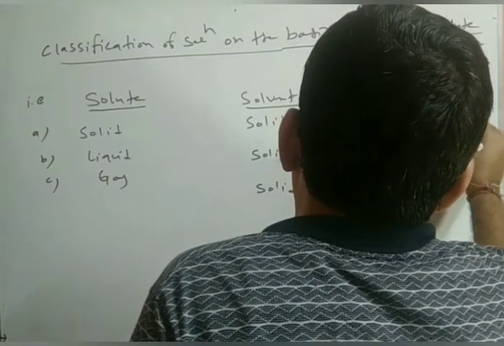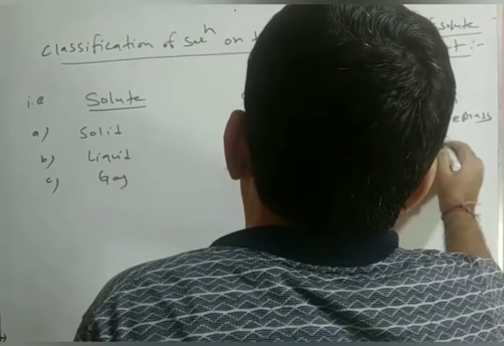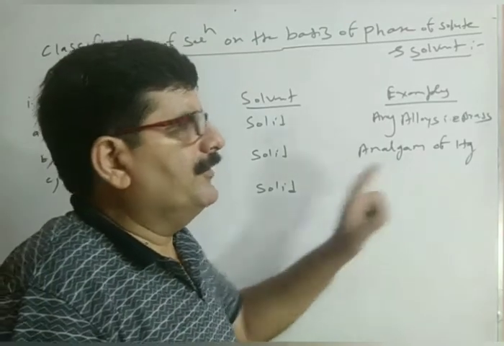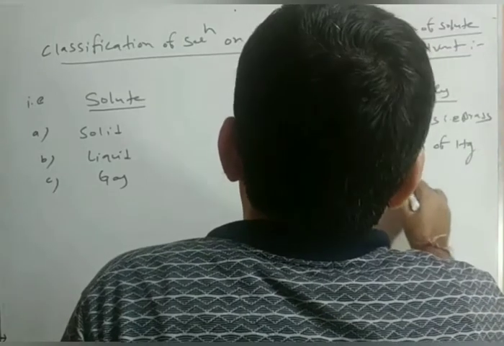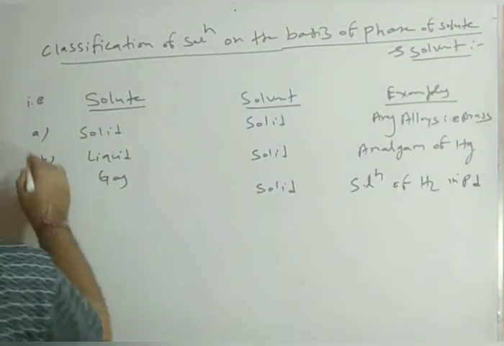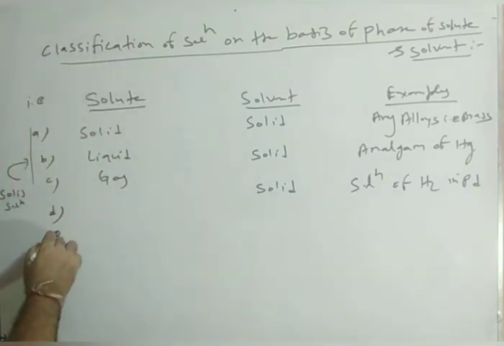That is, you can write brass. Here we can write amalgam of mercury. Means a mixture of metals, where one metal is mercury, known as amalgam. This type of solution is known as solid solution, because the solvent is solid.